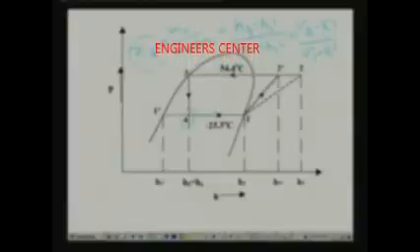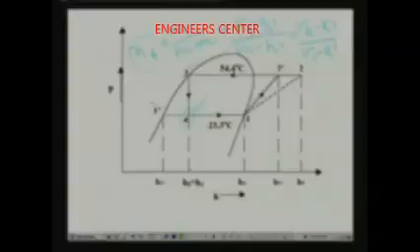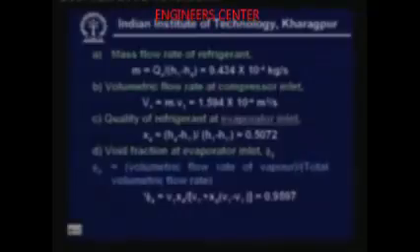Since we know the enthalpies, let us write this in terms of enthalpies. We know the enthalpy at point 4, because this is equal to H3, and H1 dash is known and H1 is also known. So, we use that expression to find the quality. Quality is found to be X4 equal to H4 minus H1 dash divided by H1 minus H1 dash, which is equal to 0.5072.